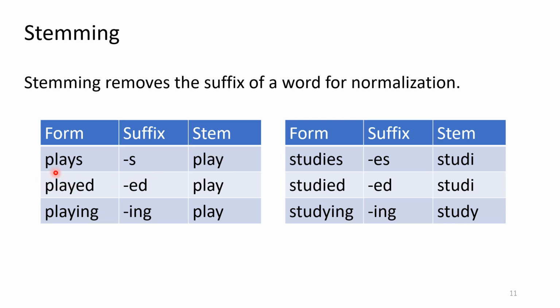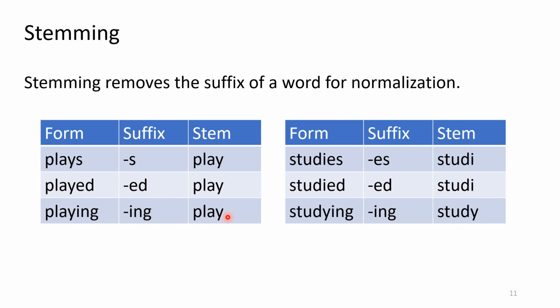In the case of past tense, it becomes played, and the suffix is ed. Then stemming removes ed and transforms the word into play, the base form. Similarly, in the present progressive form, it becomes playing, and the suffix is ing, and it will be removed. And then playing becomes play by stemming.